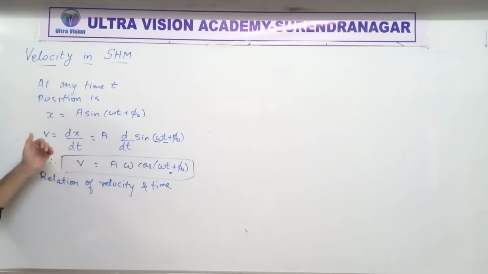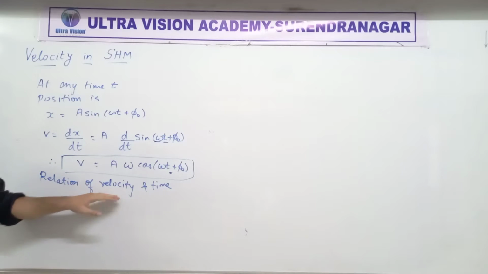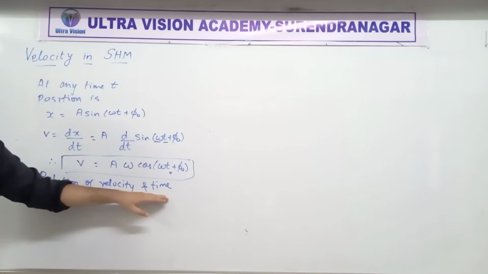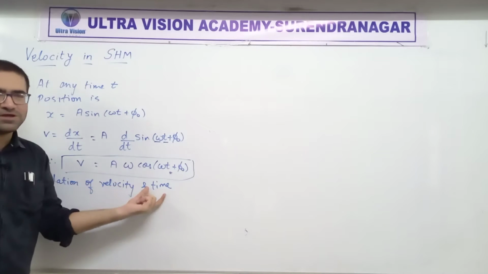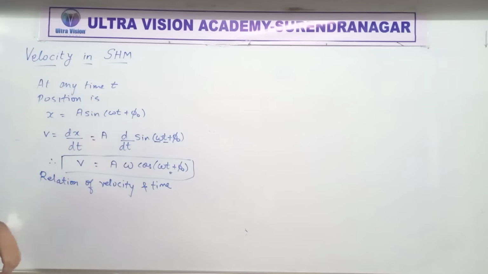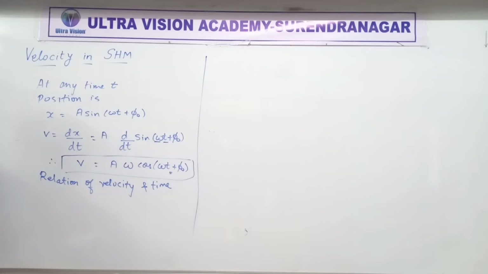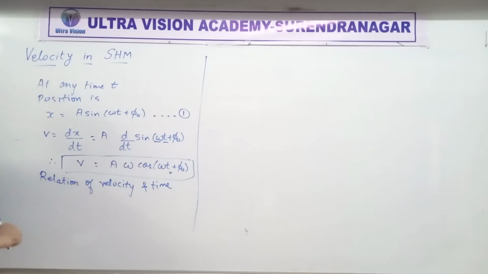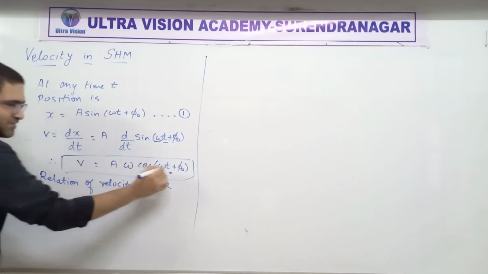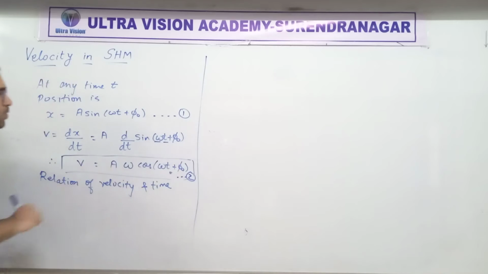Now we will go on to a slightly different thing. We'll try to obtain a relation of velocity not with time but with position. So let's start. For understanding how to get that, have a look here. Let's call this equation number 1, and let's call this equation that we've got, the one that I've boxed here, number 2.